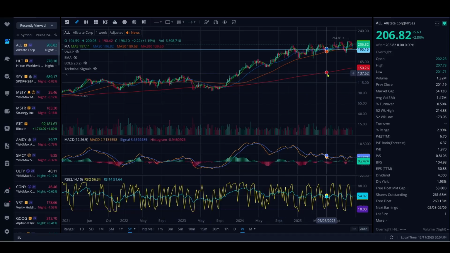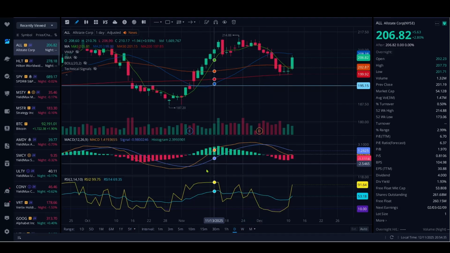So now that I got a good feel that this stock overall wants to go up, now I just need to determine when is the right time to get in. Okay, we're back on that day interval right here. So each one of these candles is 1 day.